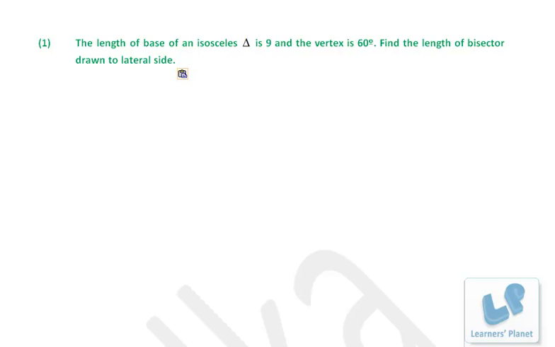Now we try this simple problem. Here, the length of the base of an isosceles triangle is 9 and the vertex angle is 60 degrees. Find the length of the bisector drawn to the lateral side. So I just draw the diagram.